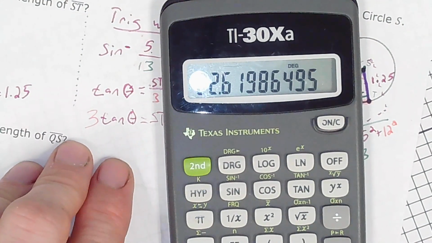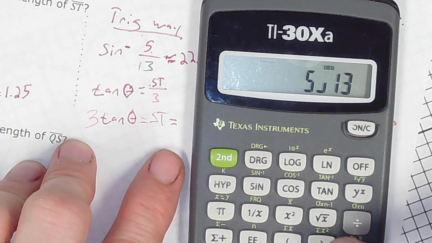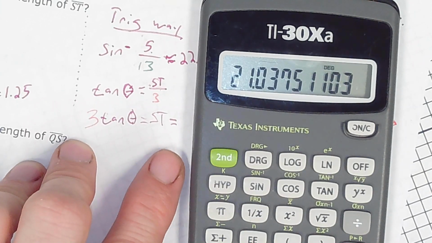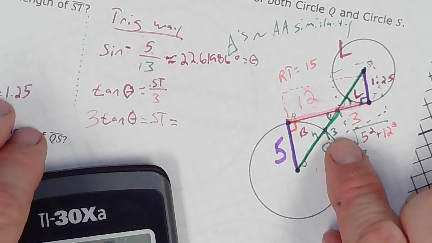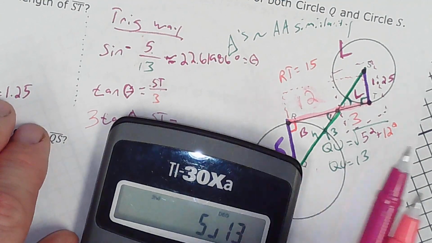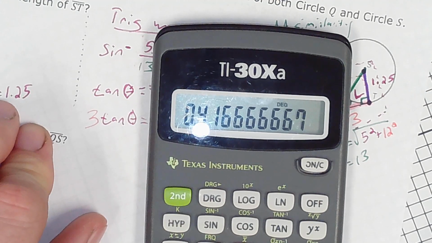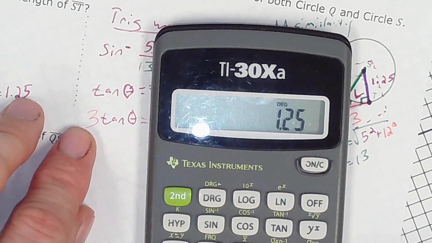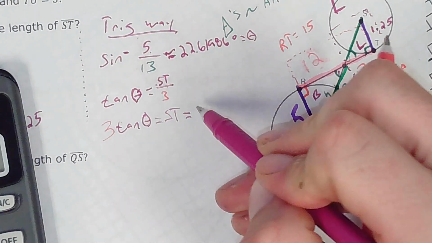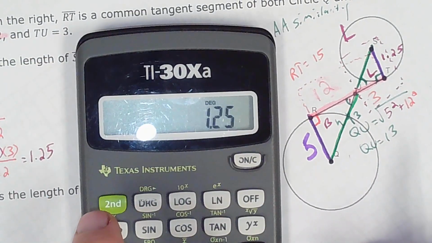I haven't cleared my calculator yet. Remember, I did 5/13, and I did the arc sine of that. So my ratio was 5/13. 5 divided by 13 to get the sine, and I used the arc sine to get my angle. Now I'm going to take the tangent of that. My tangent of that is 0.4167. I'm going to multiply it by 3, and I get 1.25. So this equals 1.25.